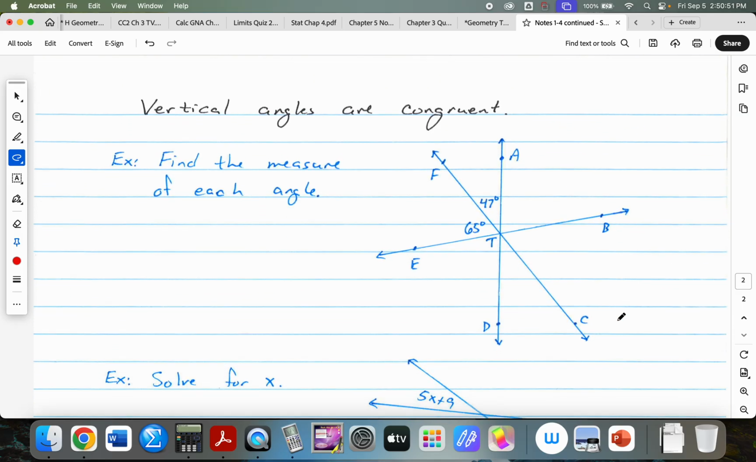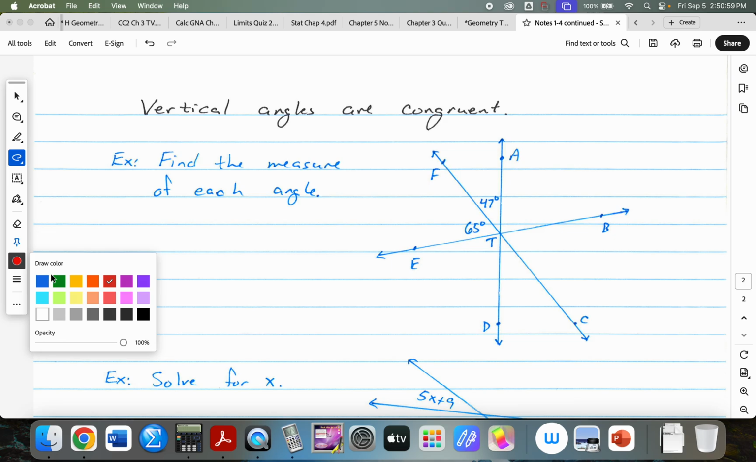So go ahead and turn that over to the back. Vertical angles are always congruent. So we can use those two ideas to find all of the angles in this picture. We'll start with the easiest ones. I think vertical angles are the easiest ones to see and the easiest ones because they're just the same. I don't have to do any math.